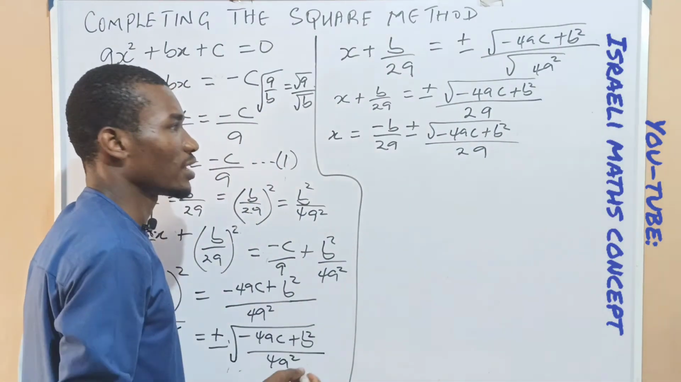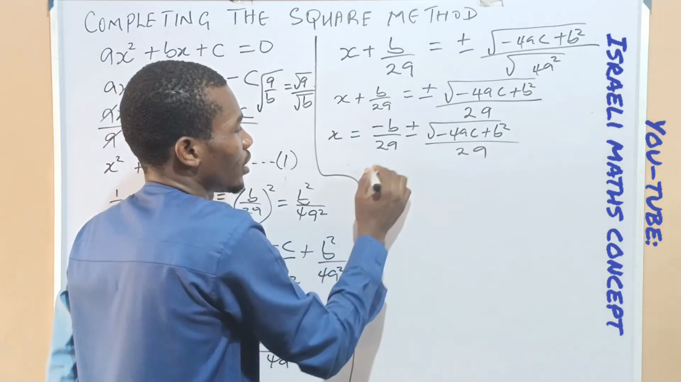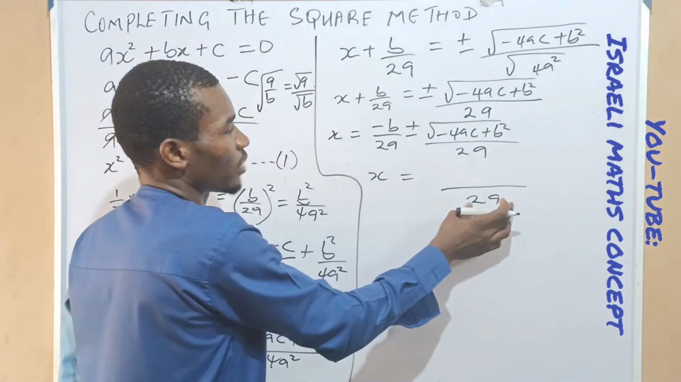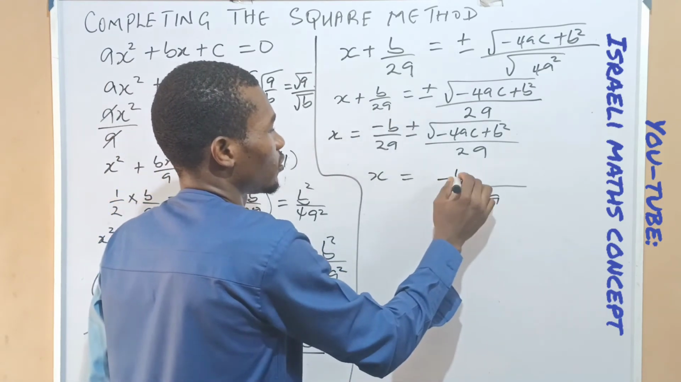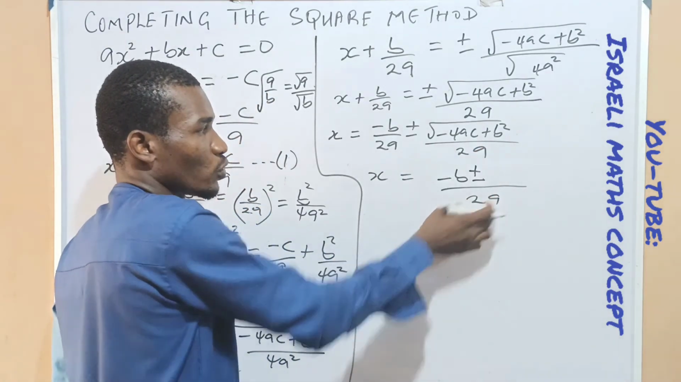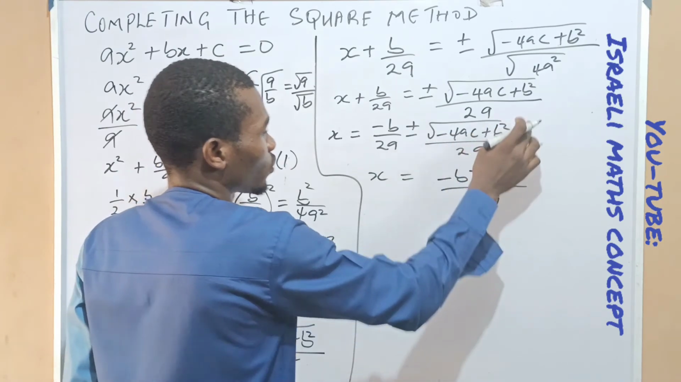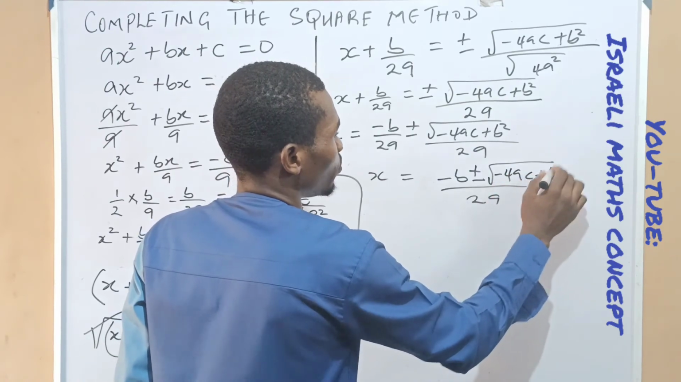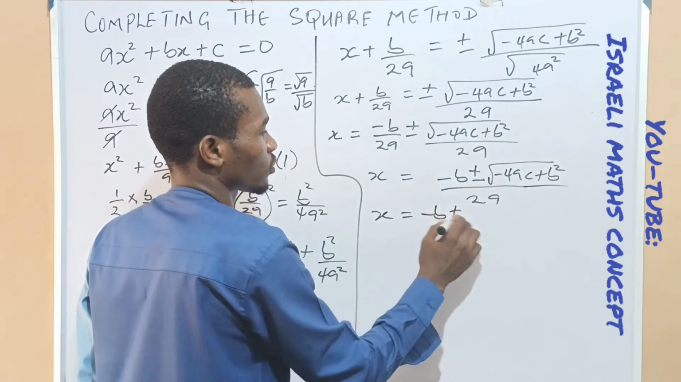Very simple. Then the next thing we are going to do is to look for the LCM of 2a and 2a. And their LCM is still 2a. Then 2a divided by 2a, we have 1. And 1 multiplying negative b is still negative b. Then plus or minus, then 2a divided by 2a is 1. And 1 multiplied by the square root of negative 4ac plus b squared will still be negative 4ac plus b squared.